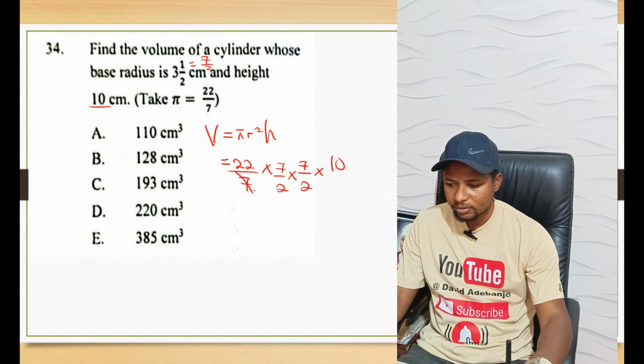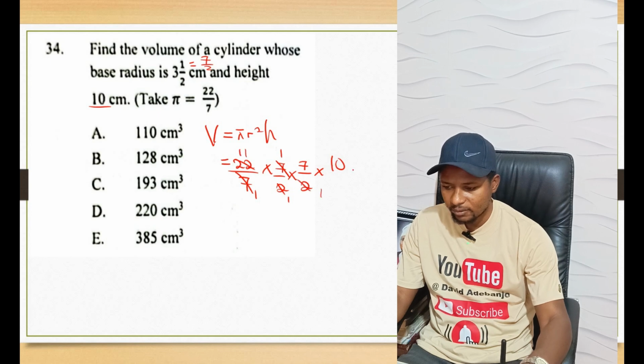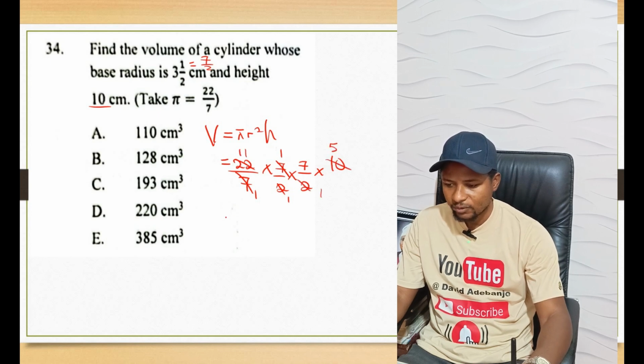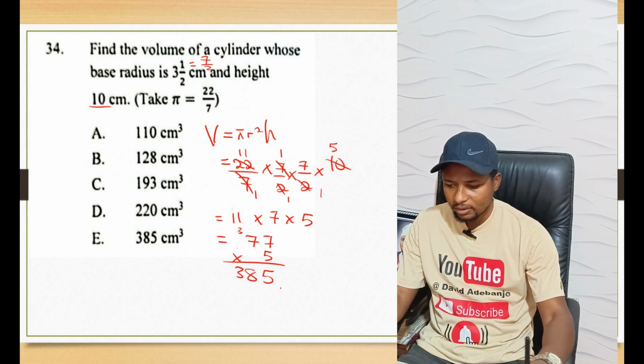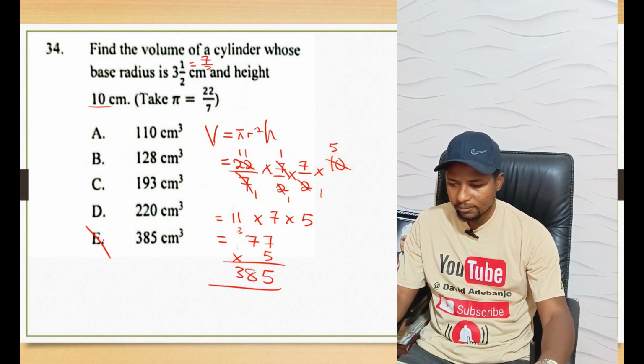Alright, 7 here 1, 7 here 1. 2 here 1, 2 here you have 11, 2 here 1, 2 here you have 5. So we're left with 11 times 7 times 5. 11 times 7 is 77. So 77 times 5, that's 35, carry 3. Another 35 plus 3, that's 38. And the answer is E.